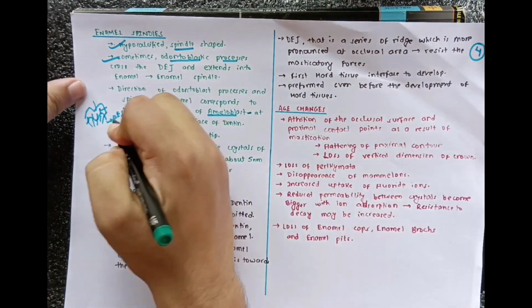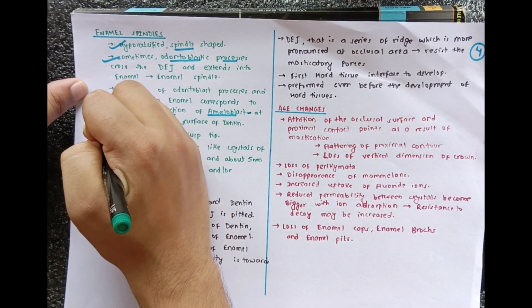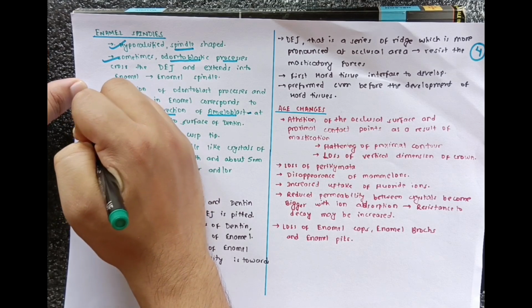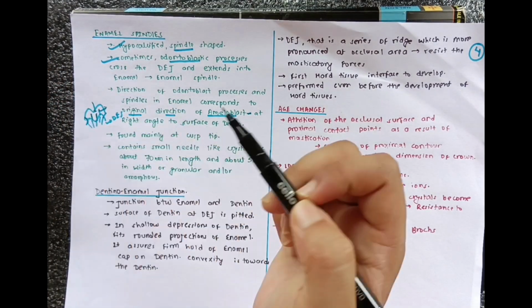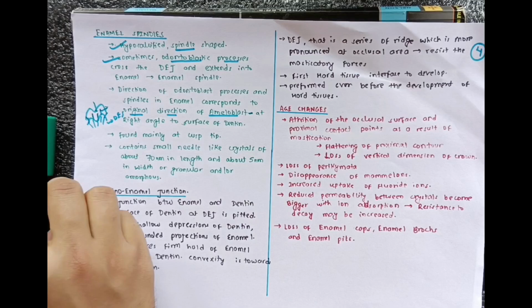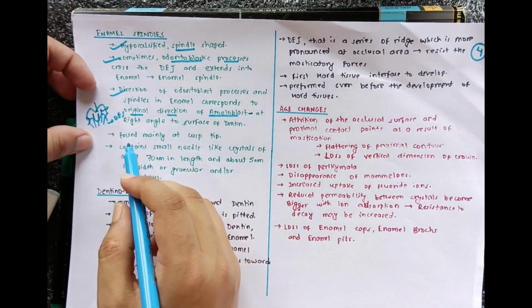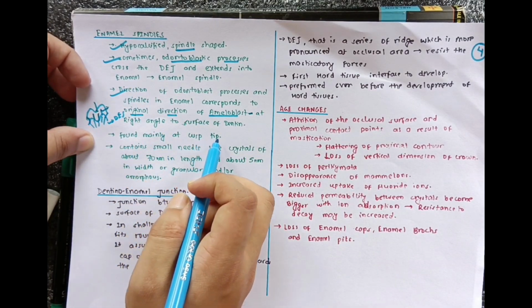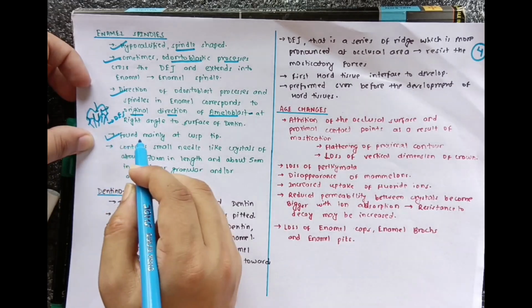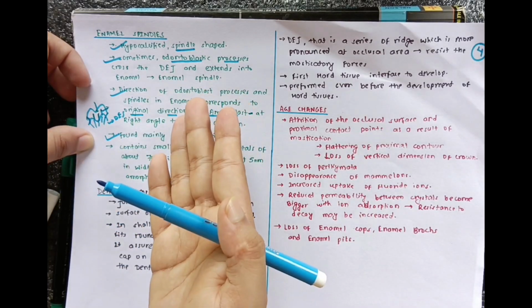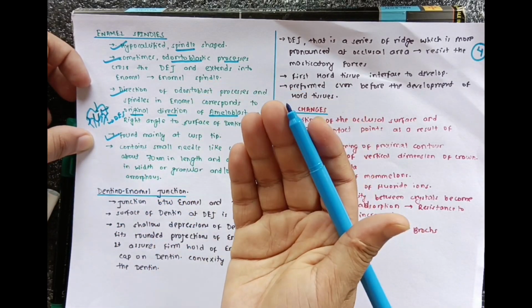I'll show you on the plane. So this is a right angle. This is also at right angle to the dentin. Now, another point, as we can see here, it is found mainly at the cusp tip. So you can remember this enamel spindle, similarly the gnarled enamel.